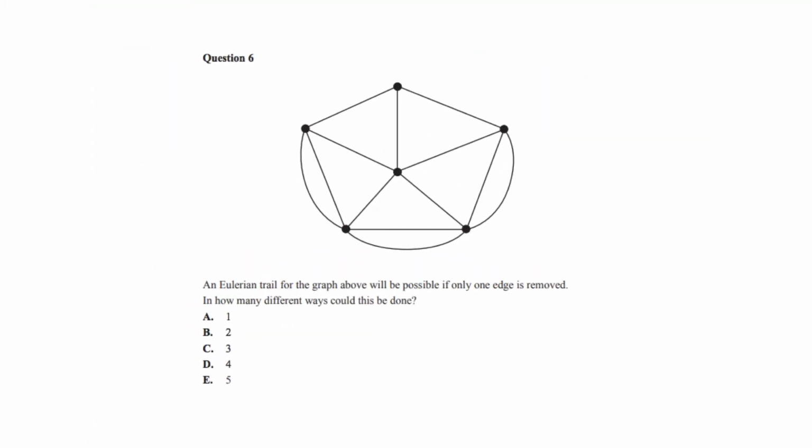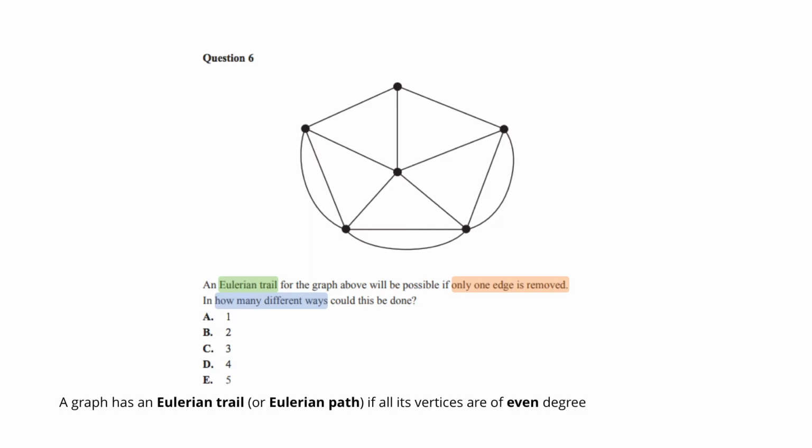Question 6. An Eulerian trail for the graph above will be possible if only one edge is removed. The question is asking, in how many different ways could this be done? A graph has an Eulerian trail or Eulerian path if all its vertices are of even degree or if it has exactly two vertices of odd degree.